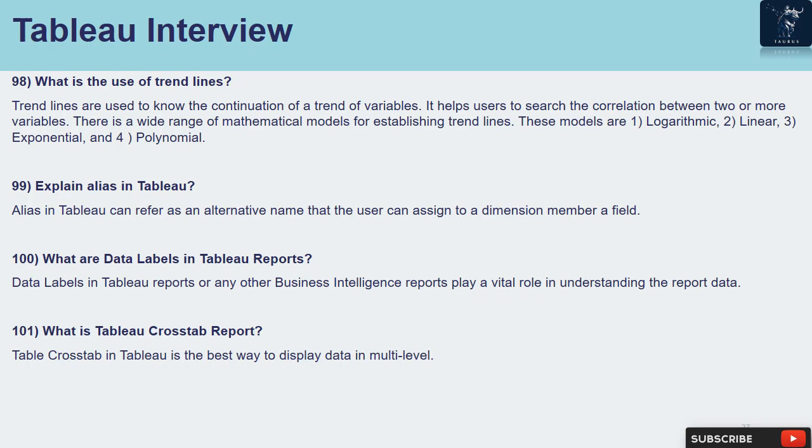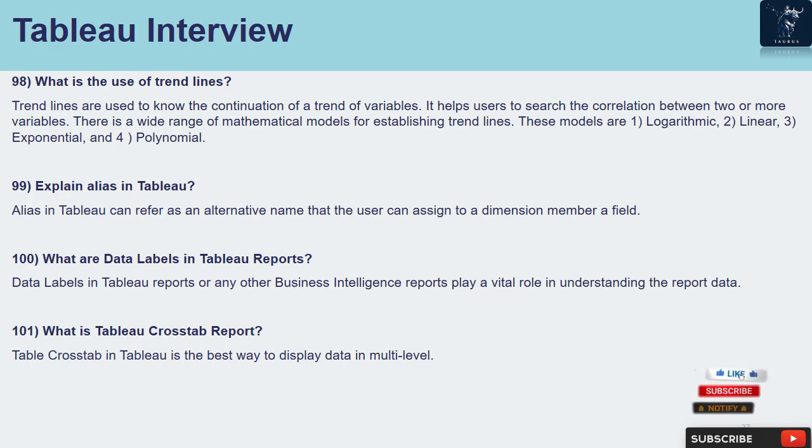98. What is the use of trend lines? Trend lines are used to know the continuation of a trend of variables. It helps users to search the correlation between two or more variables. There is a wide range of mathematical models for establishing trend lines. These models are 1. Logarithmic, 2. Linear, 3. Exponential, and 4. Polynomial.